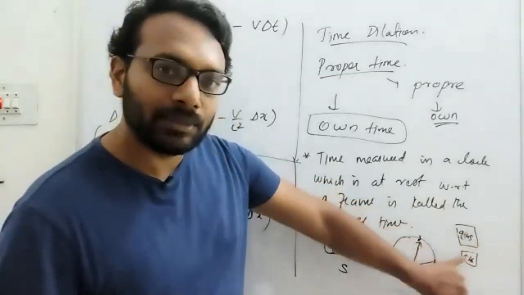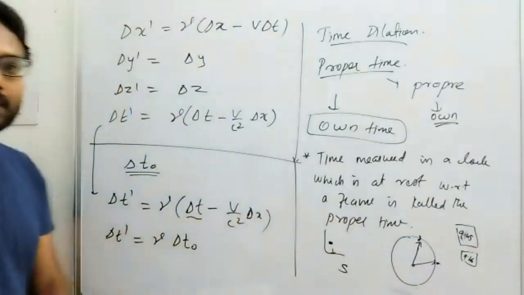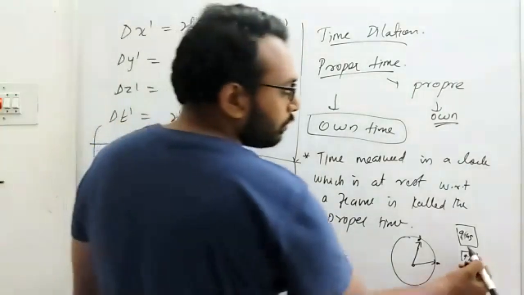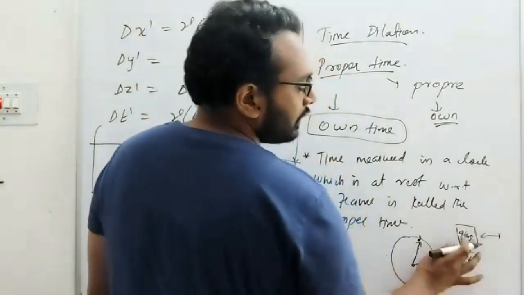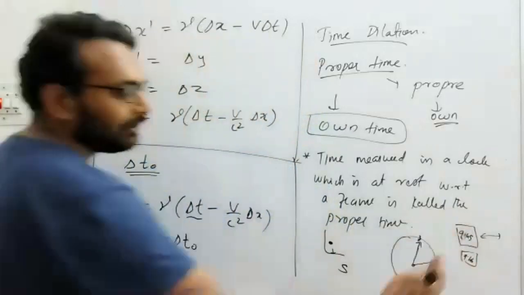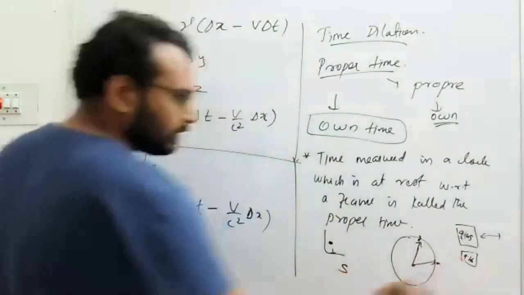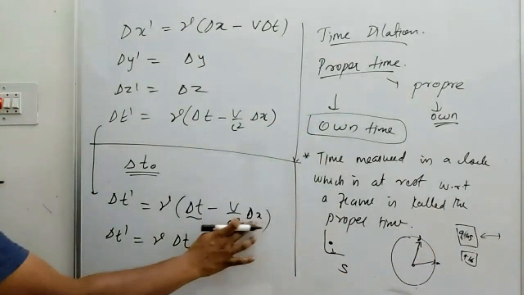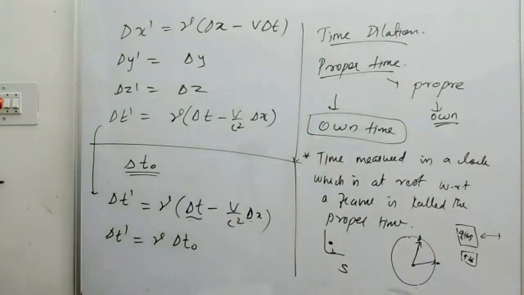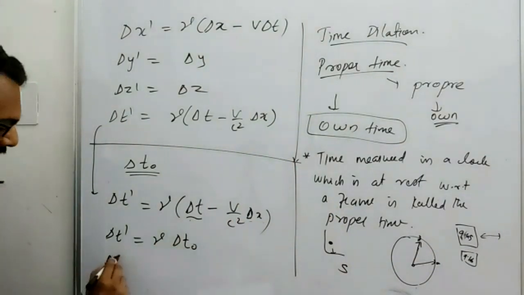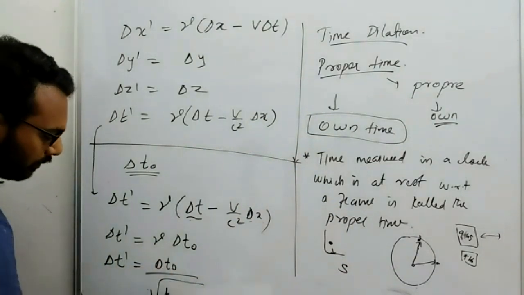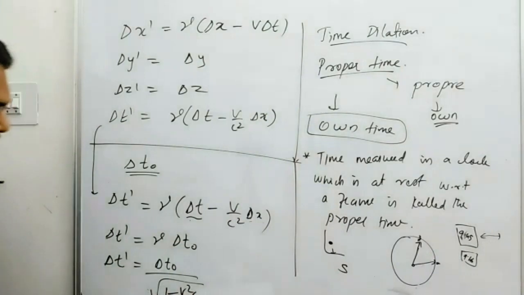What's the spatial separation between these two events? There's no spatial separation because the clock is at rest in that frame. If the clock moved from one point to another between 9:45 and 9:46, then they would have a spatial separation. In this case there is none, so you can take delta X equal to 0, and this is the proper time. You see that delta T prime is equal to gamma delta T0, so delta T prime is equal to delta T0 divided by square root of 1 minus v square by c square.